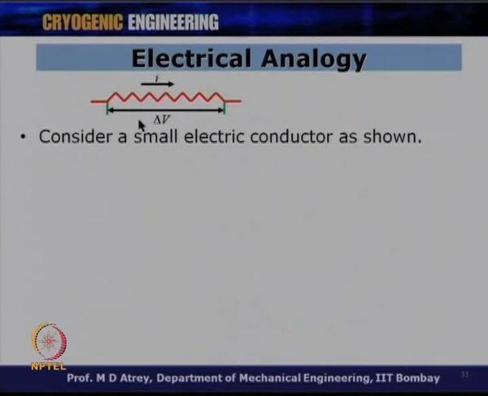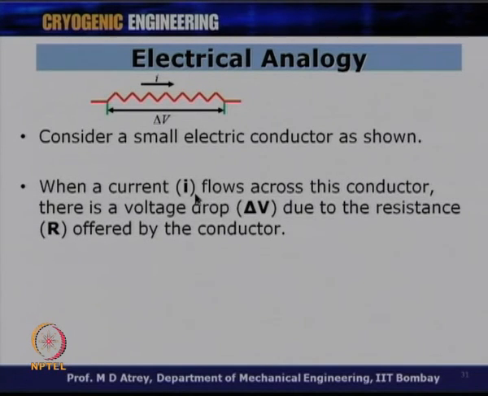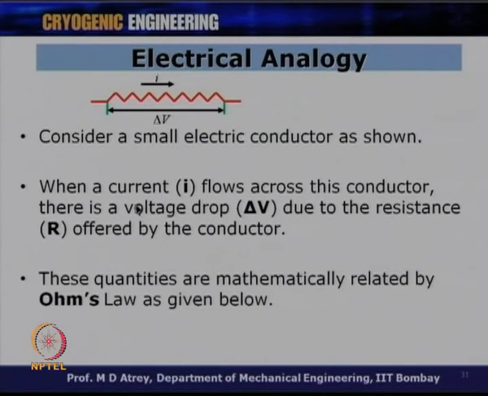We know that when a small current I is passed through a resistance which has a potential difference of delta V, we get a certain resistance, which is connected by Ohm's law. So, consider a small electrical conductor as shown. When a current I flows across this conductor, there is a voltage drop delta V due to the resistance R offered by the conductor, and this is very simple; they are related to each other by Ohm's law.